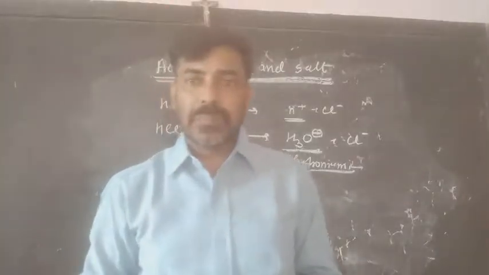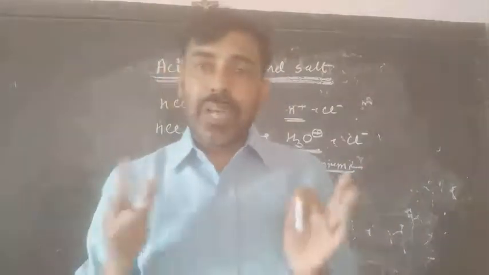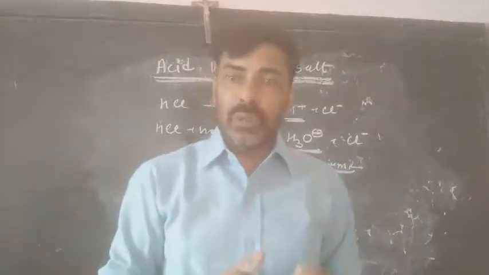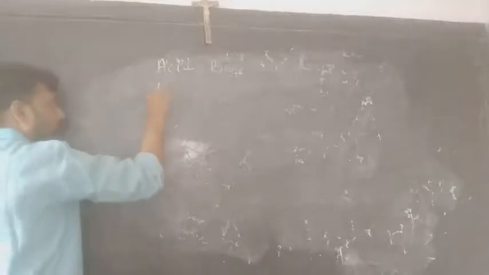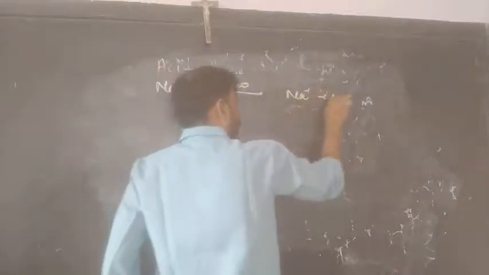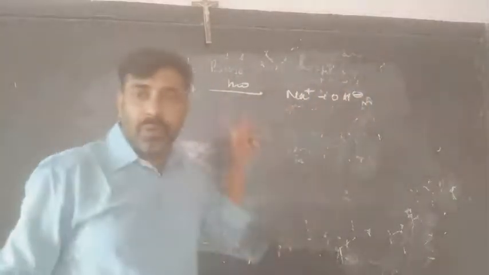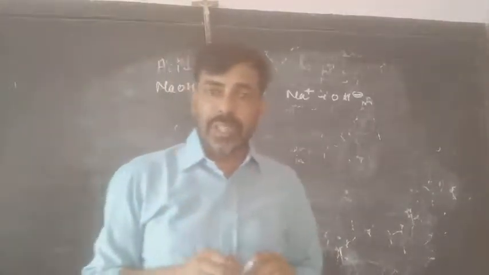Then what about the base? Arrhenius says that those compounds which are capable of liberating hydroxyl ion, that is the OH- ion, in their aqueous solution are considered as a base. So here you can see this is NaOH, sodium hydroxide. When it is dissolved in water, it gives Na+ and OH-. Those compounds which are capable of liberating the hydroxyl ion, that is the OH- ion, in their aqueous solution are considered as a base.